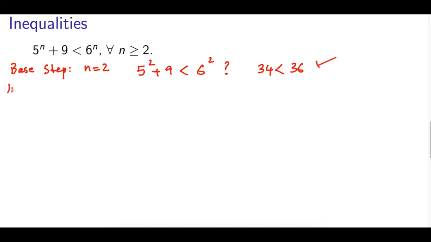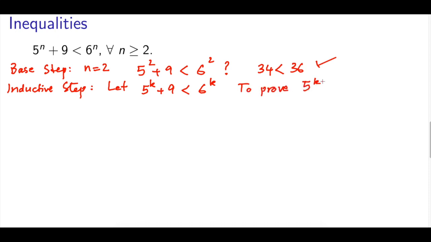Now we'll say inductive step. We'll say let 5 to the k plus 9 be less than 6 to the k. And we have to prove what? We have to prove 5 to the k plus 1 plus 9 is less than 6 to the k plus 1. Correct.